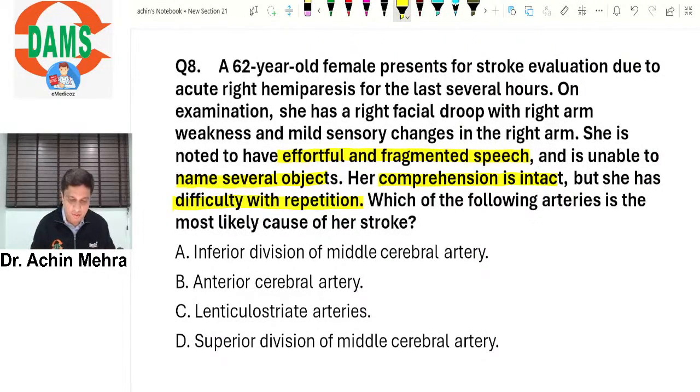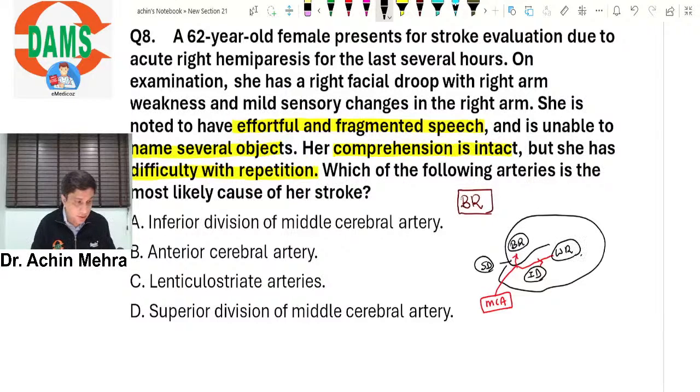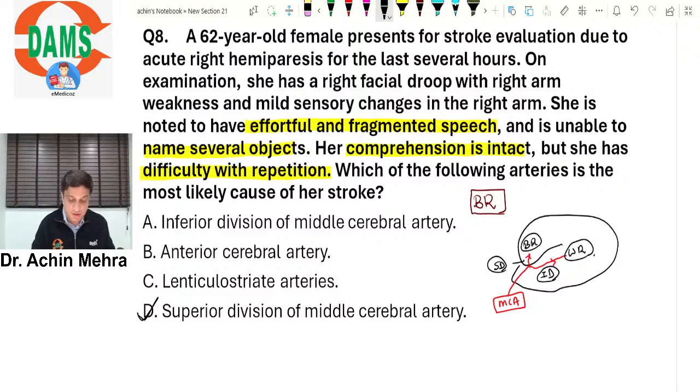It's a classical finding of what? Broca's aphasia: fragmented, telegraphic, broken speech. Now, which artery supplies Broca's and which artery supplies Wernicke's? A quick recap on this. The parent artery, the middle cerebral artery, has two divisions, no? Superior division and inferior division. Please remember, the superior division of the MCA supplies Broca's area. The inferior division of the MCA supplies Wernicke's area. So this has to be damage in the superior division of the middle cerebral artery. Correct? Right. D.